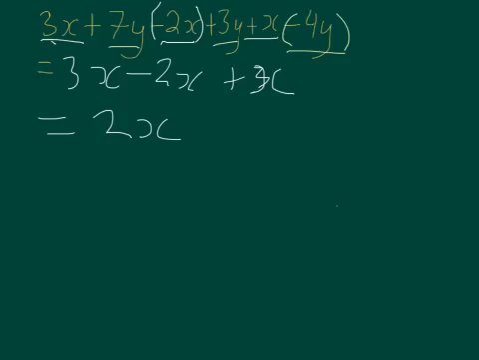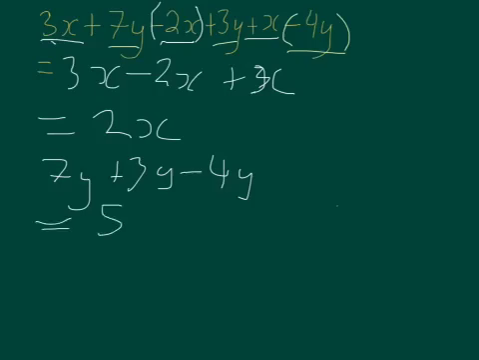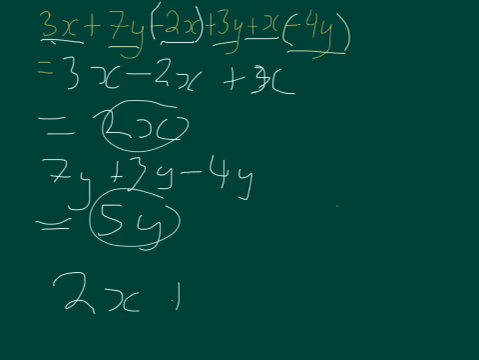So, let's write that out like we did with the top one. 7y plus 3y minus 4y, okay? Let's solve that one. So 7 plus 3 is 10, minus 4, which is 6y. Now, remember I've separated those two from the equation, and now I've got to put them back together. So we're then left with 2x plus 6y, okay?